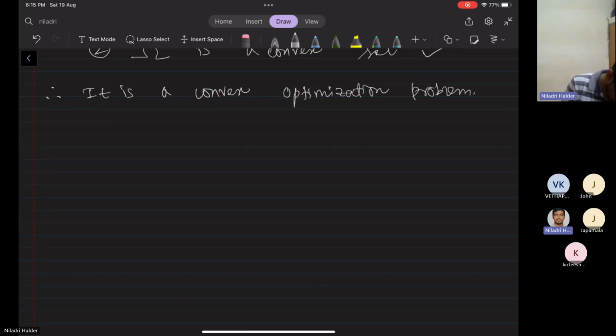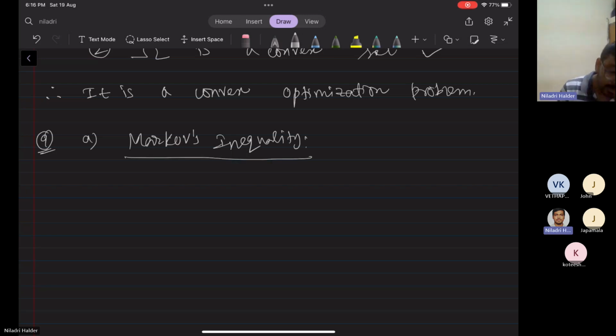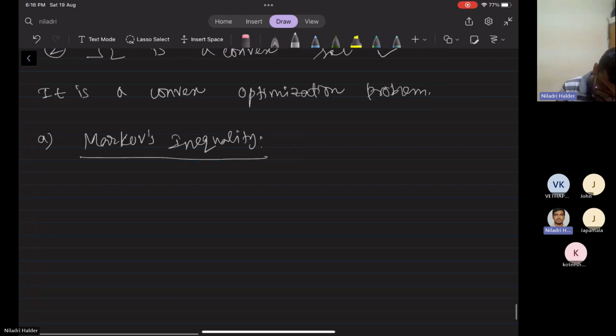Now I will introduce some inequalities which will be helpful later. There are many inequalities. The first one is Markov's inequality, which will be applied later. Suppose x is a non-negative random variable, meaning it will take only non-negative values.